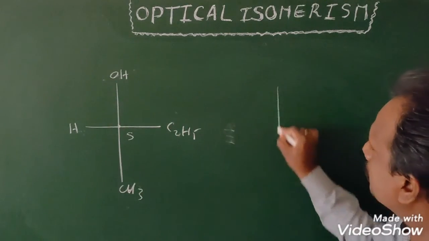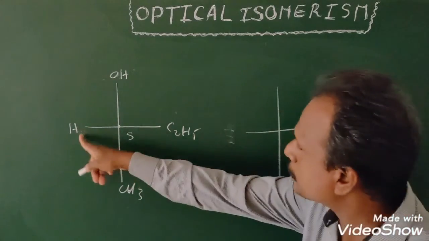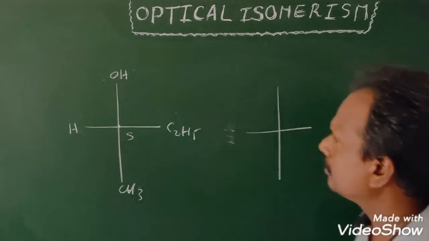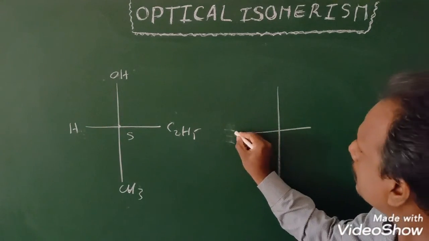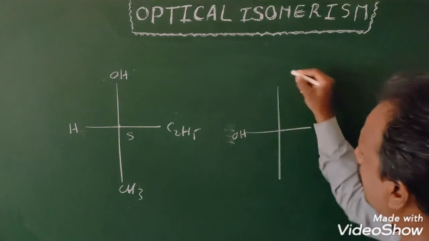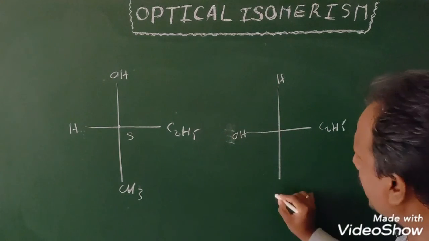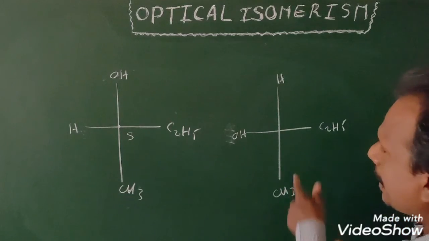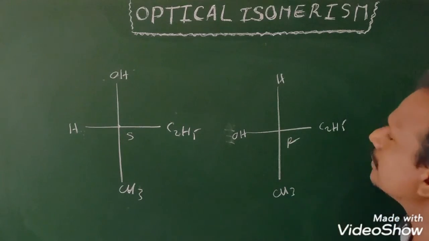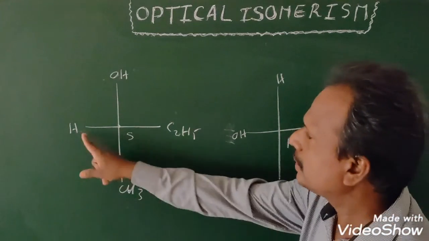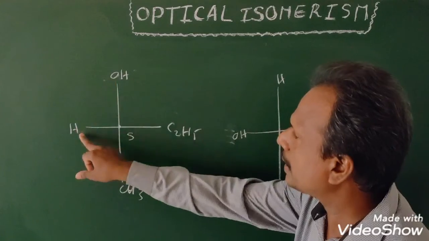Due to the exchange of two groups at 90 degrees in Fischer projection, OH and H, we obtain its mirror image. It is the simple trick. Chirality becomes R in Fischer projection. By exchanging the groups which are at 90 degrees, we obtain its mirror image.